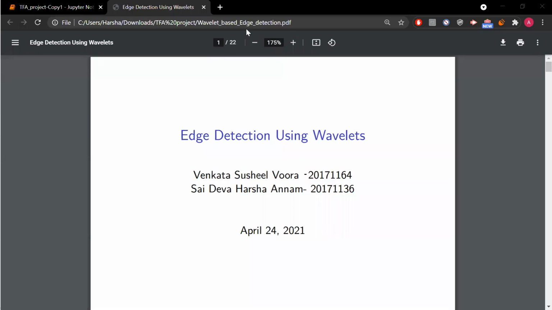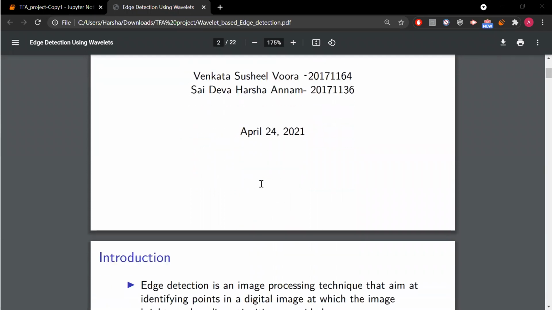Hello, sir. I am Sushil. Our project is edge detection using wavelets. Next slide.